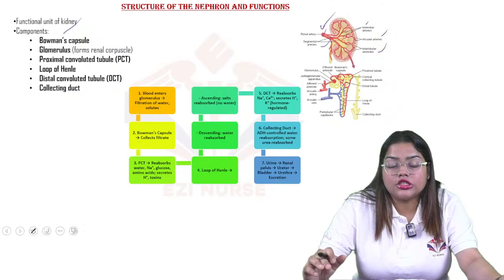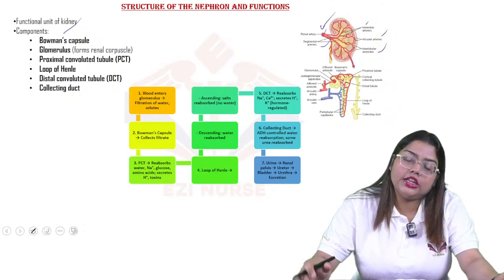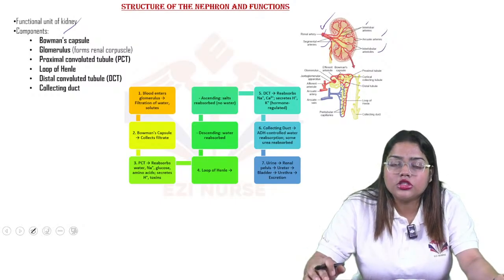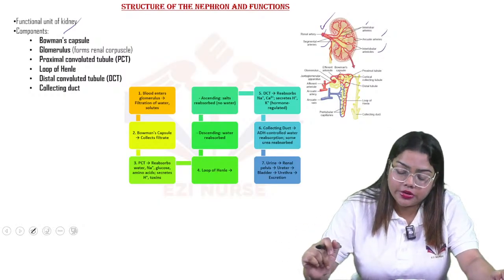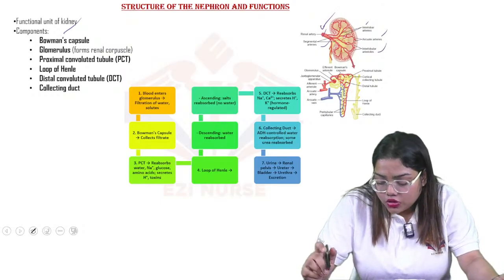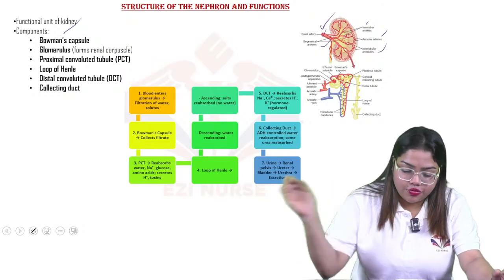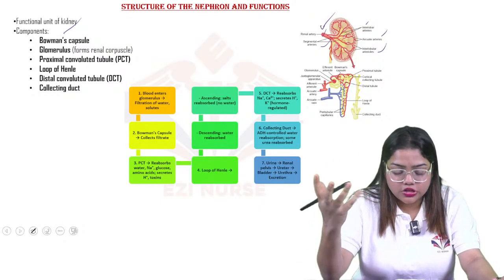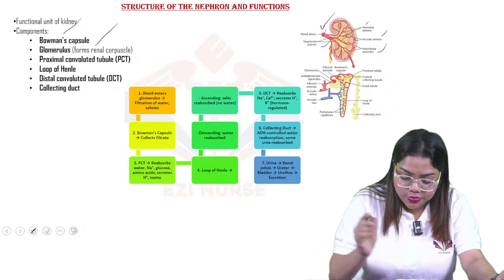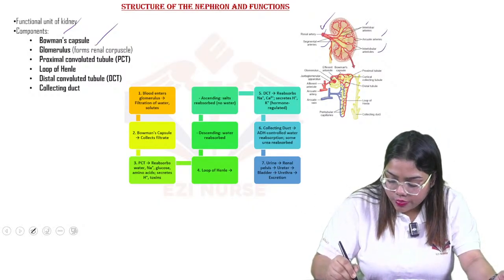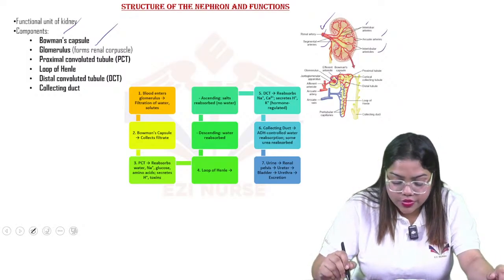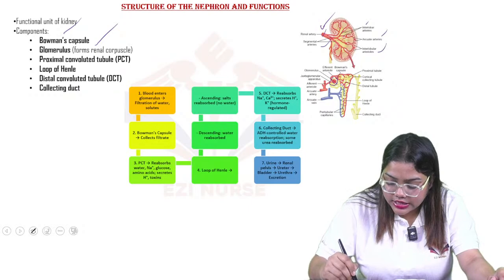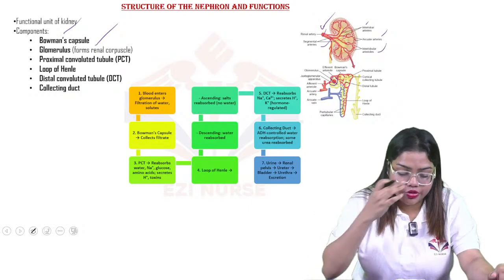Now, as nephrons are the functional unit of the kidney, nephrons are responsible for the absorption and filtration of the fluid. Okay, so you can see here there are different parts, or components also you can say, which are the Bowman's capsule. This is our Bowman's capsule. Okay, then we have the glomerulus. This is the glomerulus. Okay, inside the Bowman's capsule we have the glomerulus.